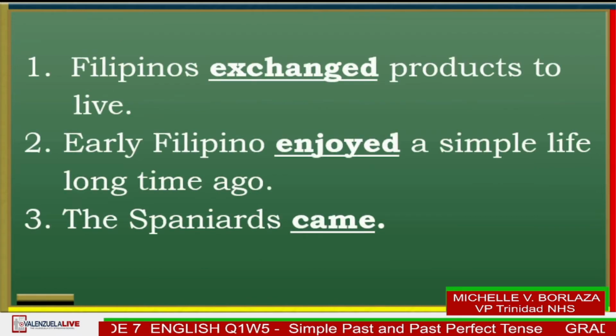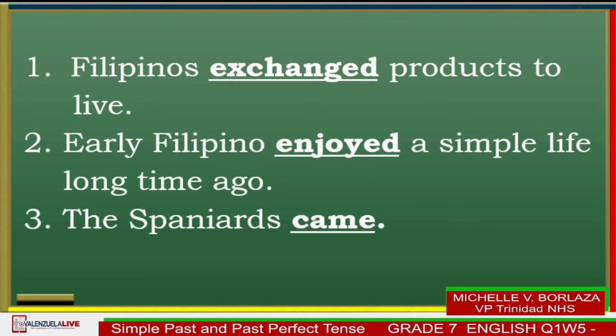Here are the examples. Number 1, Filipinos exchange products to live. Number 2, early Filipinos enjoyed a simple life long time ago. Number 3, the Spaniards came. For sentence number 1 and number 2, the underlined verbs are exchange and enjoy. These verbs are regular verbs, while the underlined verb in number 3, which is came, is an irregular verb.